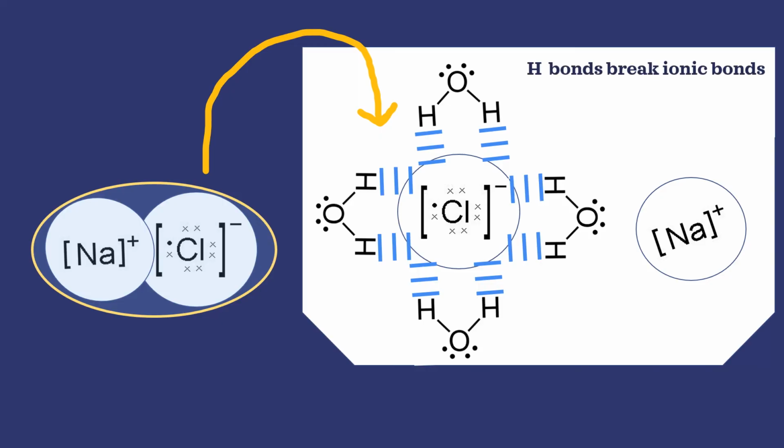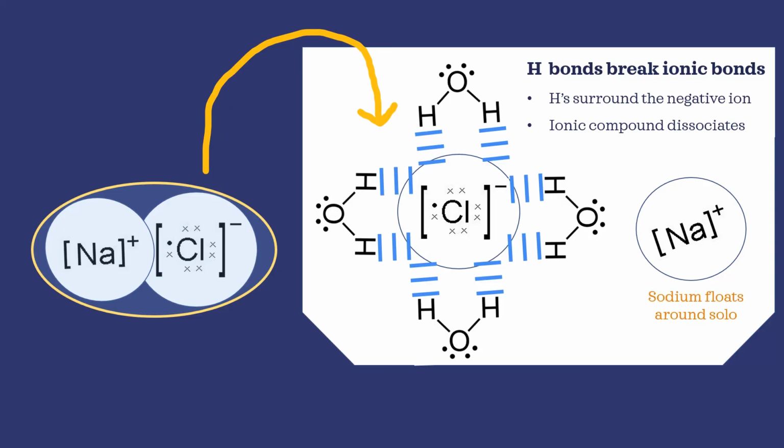So hydrogen bonds break ionic bonds, and those hydrogens surround the negative ion, causing the ionic compound to dissociate. In this example of table salt, it leaves that positively charged sodium ion to float around on its own. It could interact with the oxygen end of the water molecules, but that's not a hydrogen bond.